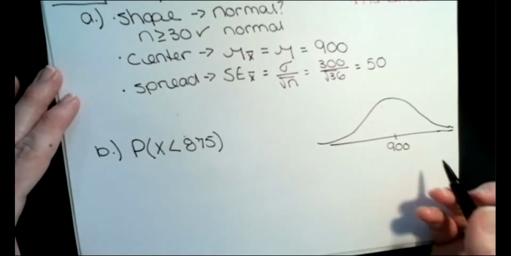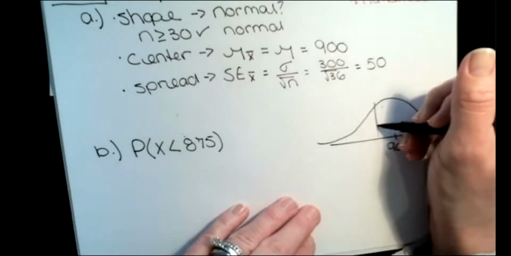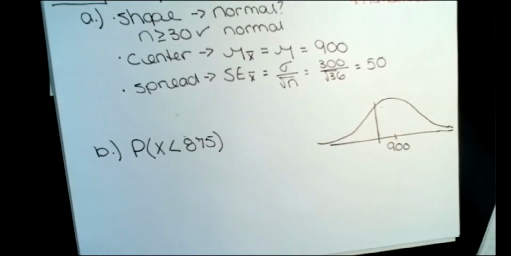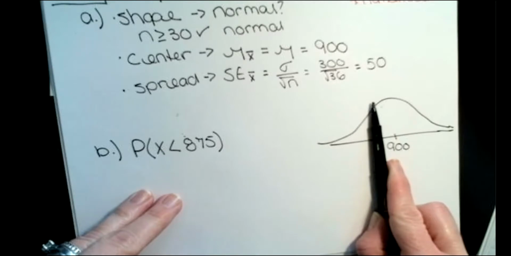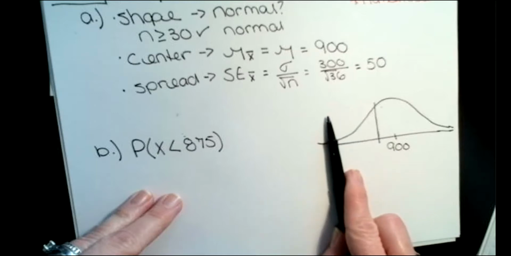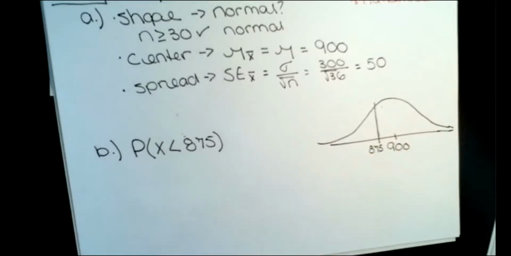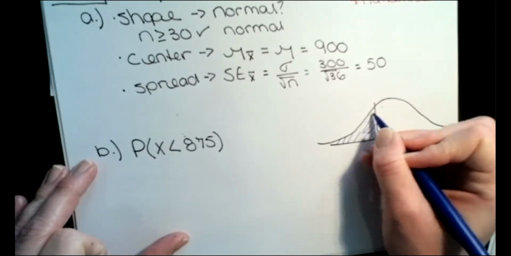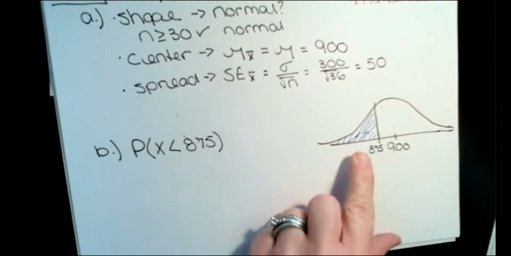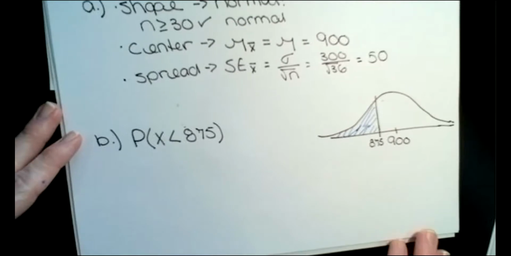So 875 is less than 900, so I know it's over here someplace. It's just a sketch for you. It doesn't have to be specific. If you know your spread is 50, it gives you an idea: one standard deviation would be 850, then 800, and 750 would be 3 standard deviations away. This is just your own sketch. We're doing less than, so it means everything to the left. Remember, Minitab is going to give me everything to the left, so I won't have to do any extra work on this problem. Okay, everyone good with that?